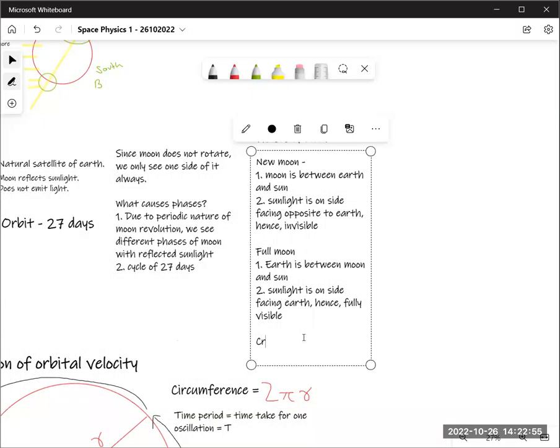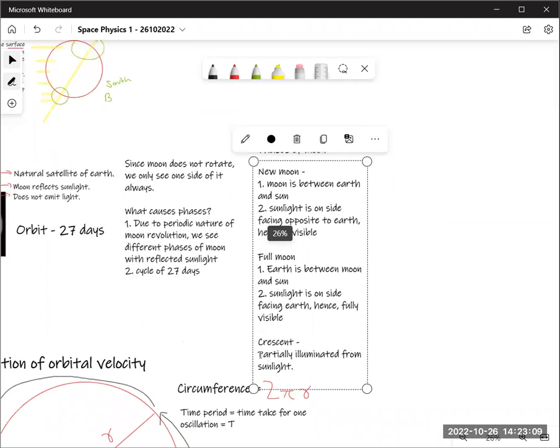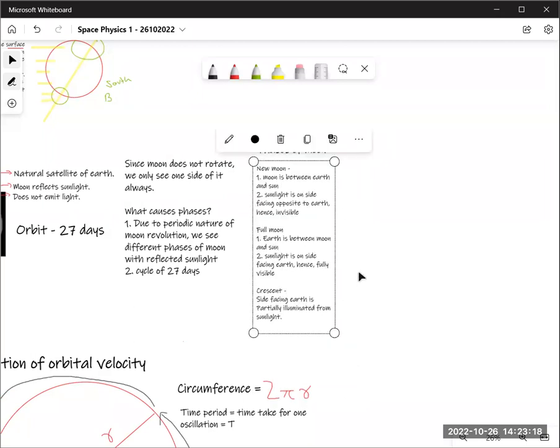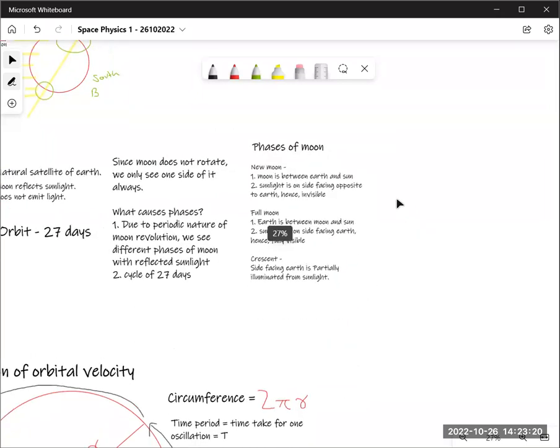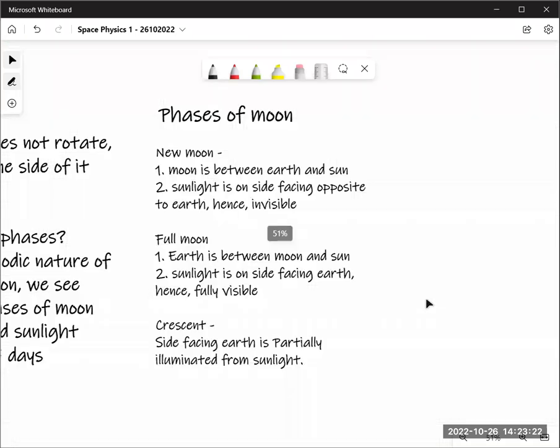And crescent, just write it here. Crescent is partially visible. Let's just say the side facing Earth is partially illuminated with sunlight. Yeah, that's it. Now finish this part and you're done.